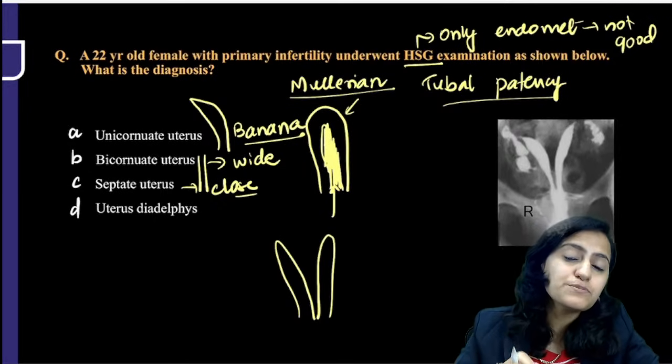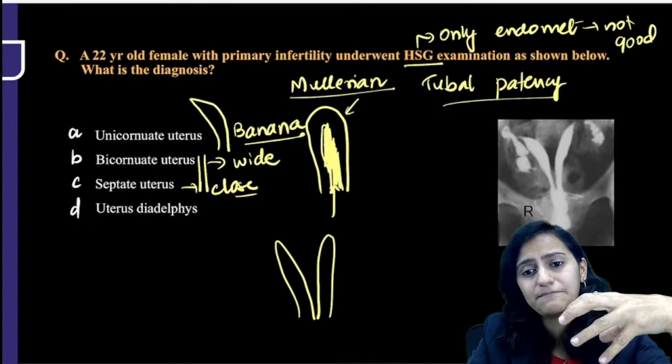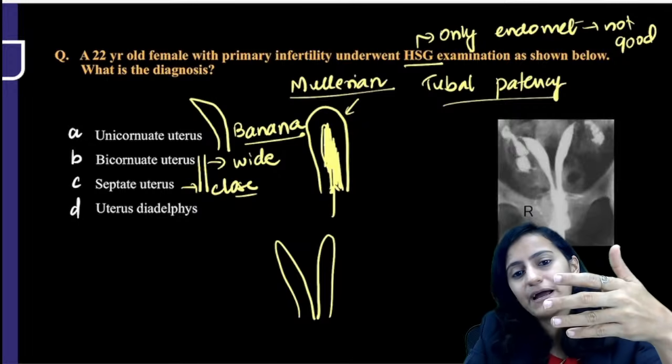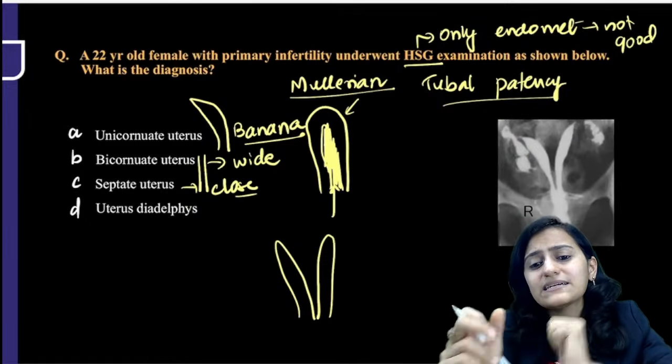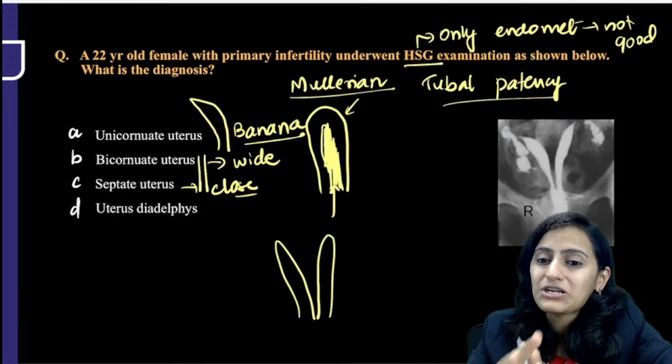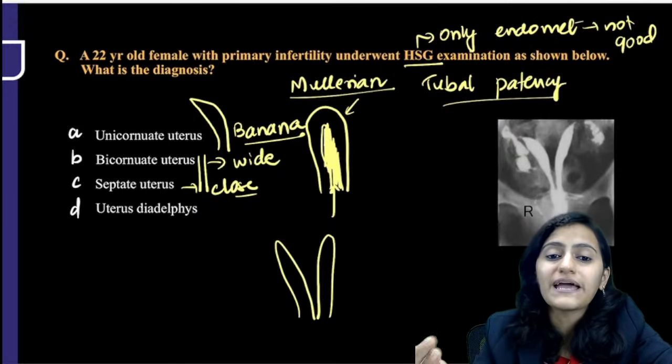But this is not foolproof again. There's an overlap that we have. It is said that septate has less than 70, bicornuate has more than 105 degree separation. The middle part is basically the gray zone. So that is why we cannot differentiate very definitively on HSG septate from bicornuate.